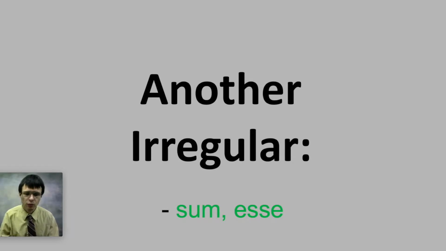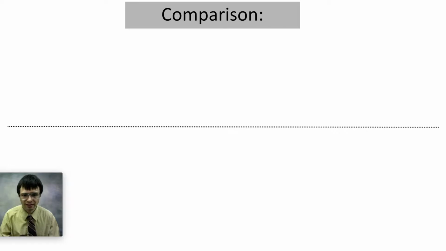Okay, so we have only one irregular thing in this chapter, and that's sum esse. Sum has a weird fourth principal part. It's irregular, and it's a future active participle rather than a perfect passive participle.